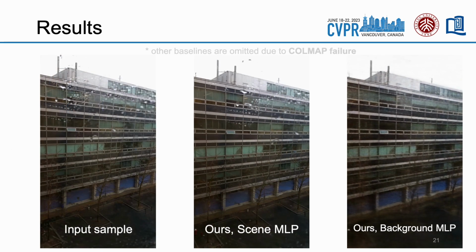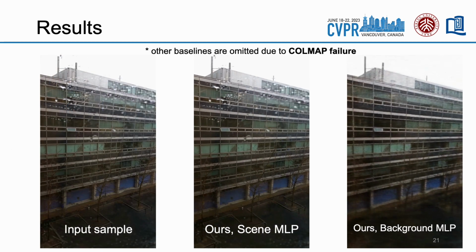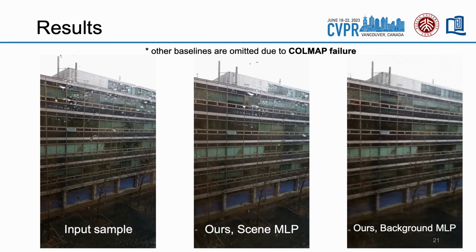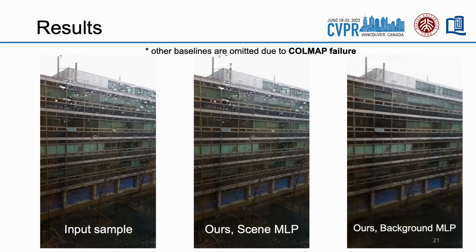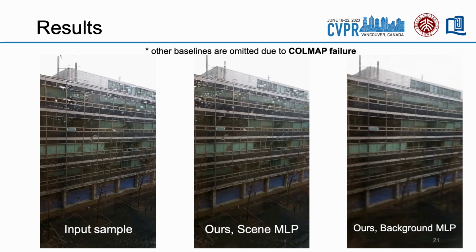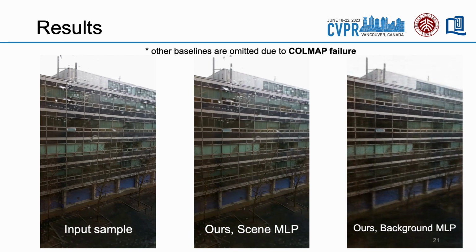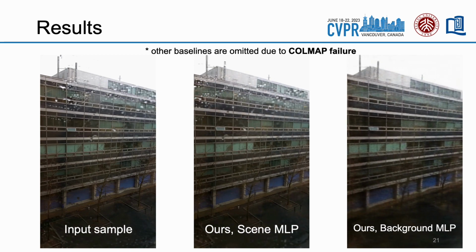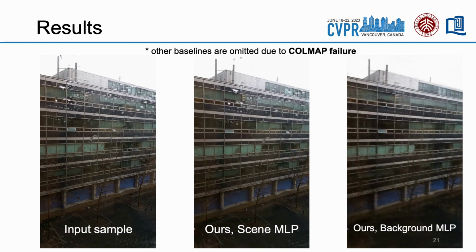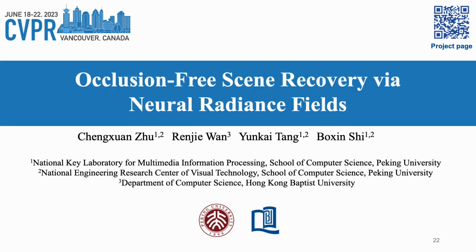In the case of Raindrop, all the baseline methods fail due to the failure of the structure from motion method, COLMAP. The scene MLP still synthesizes realistic results with raindrops, and the background MLP recovers the background clearly. For more results, the audience is encouraged to visit the project page, or refer to our paper for more details.